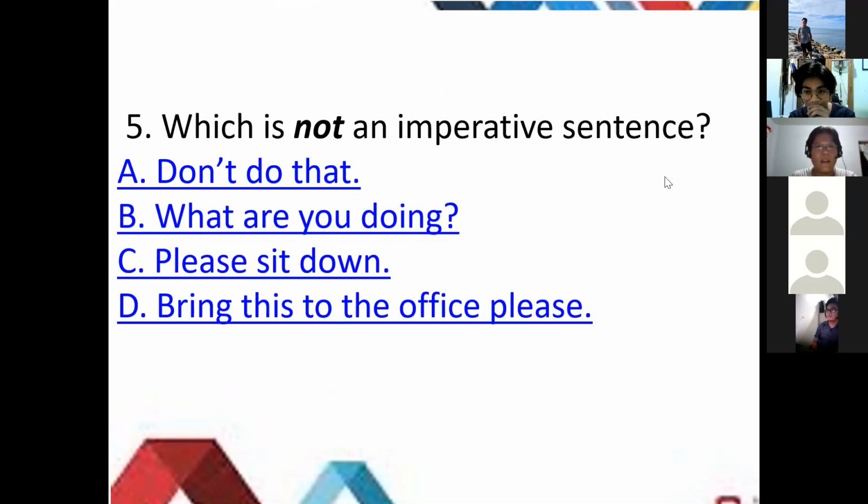So, fifth one, which is not an imperative sentence. A, don't do that. B, what are you doing? C, please sit down. D, bring this to the office, please. So, which one is not an imperative sentence? Letter B. What are you doing? Okay, so the answer is of course B, because it is interrogative.